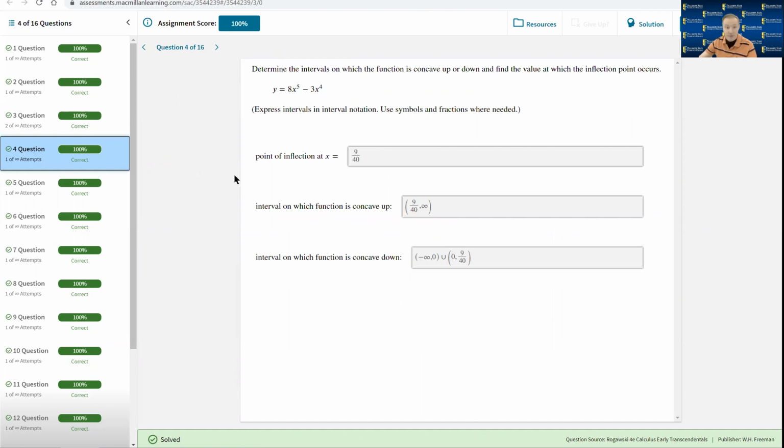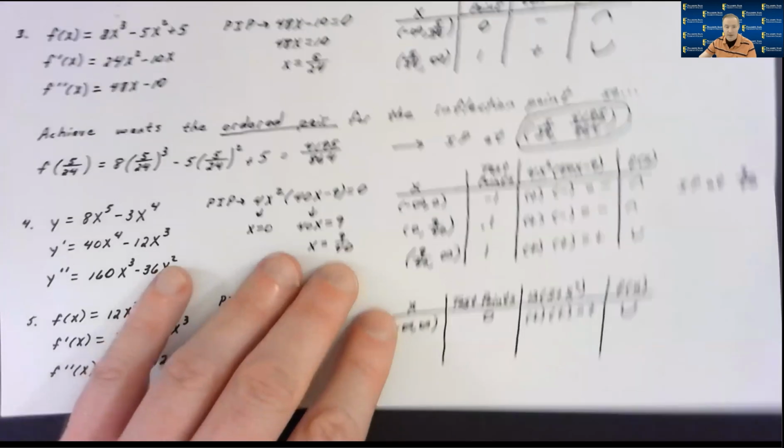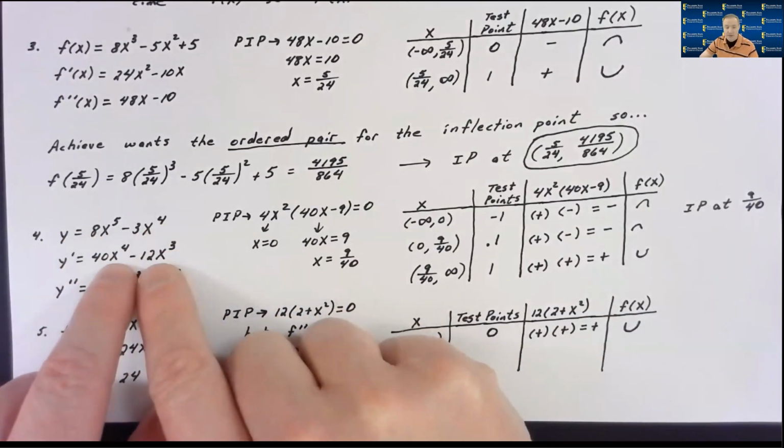Number 4 here should be just like it. It gives me another polynomial function. Now, please notice this time it only wants the x value of the point of inflection, and then when it's concave up and when it's concave down. So for my work, I'll take my 8x to the 5th power minus 3x to the 4th. The derivative is going to give me 40x to the 4th minus 12x cubed.